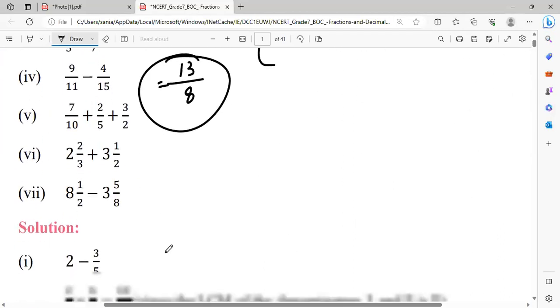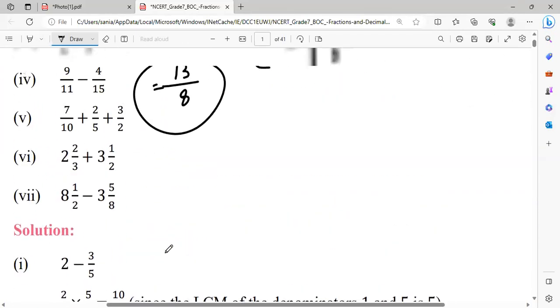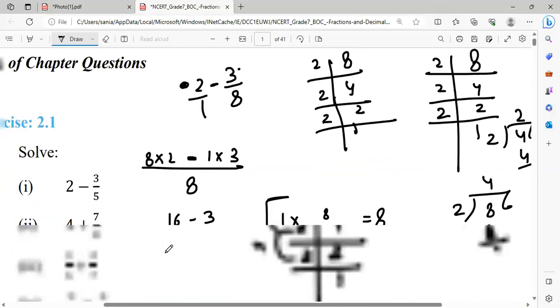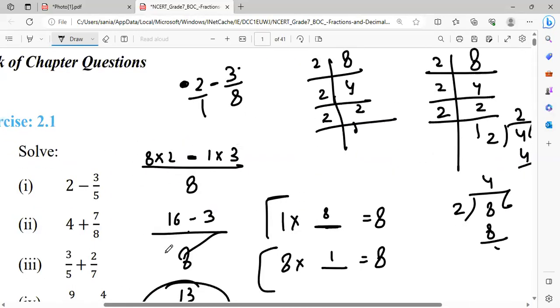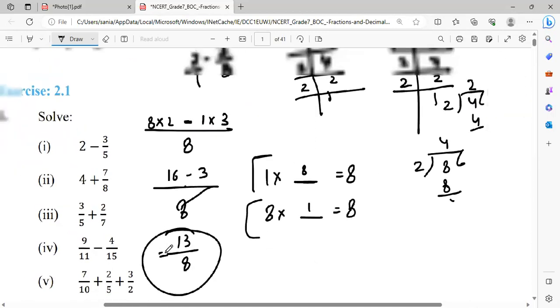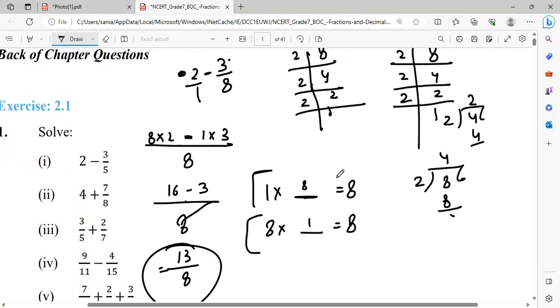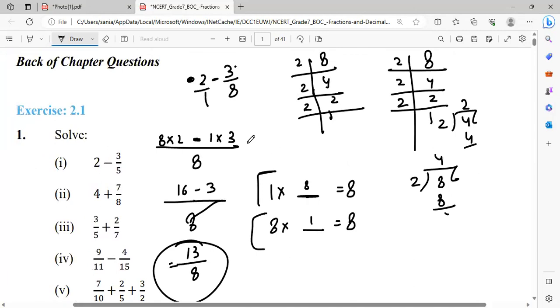Clear? Is it clear? No. Why? Where are you facing the issue? Tell me. Oh wait, no. Yeah, I understand.